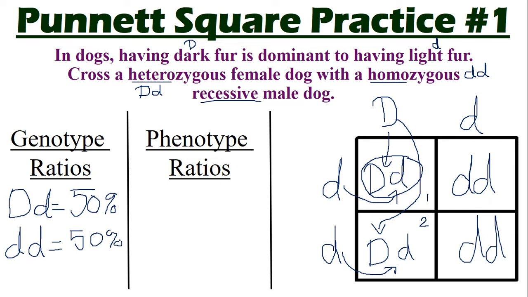Now, to see if you need to go back over to Punnett squares, if these do not add up to 100%, you have missed a genotype. But if these add up to 100%, you should be good. 50 plus 50 is 100, so we're good there.